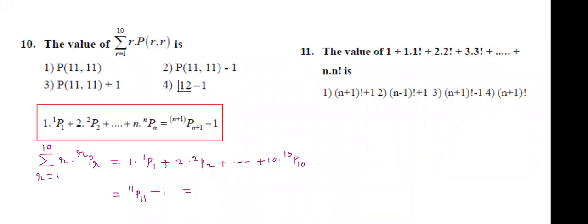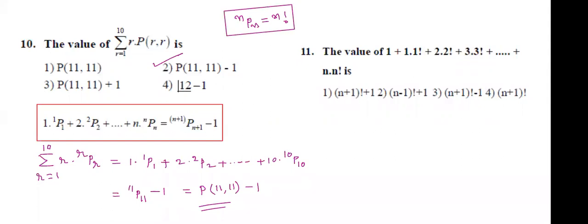This answer we can write another way also: P(11, 11) minus 1. Both are the same only. So which option is correct? Second option is correct. Here we know the formula nPn, that is n factorial. Remember this formula. So I am going to discuss that.